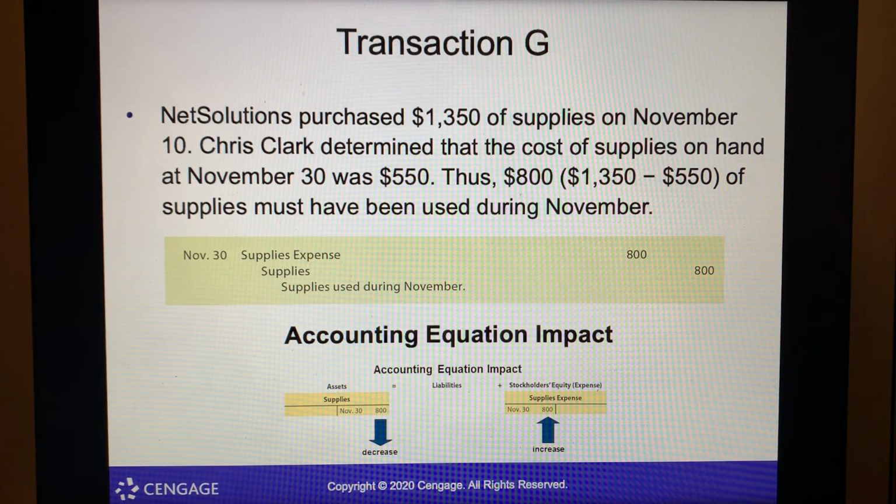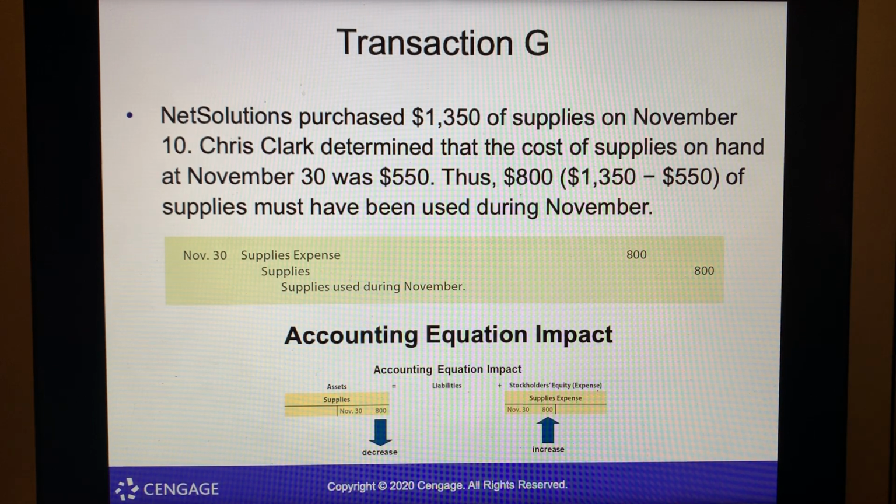Transaction G, we purchased $1,350 of supplies in November, on November 10th. Chris Clark determined that the cost of supplies on hand on November 30th was $550. Thus, $800 of supplies must have been used during November. We did an inventory on our supplies, so $800 was expense. So a debit to supplies expense for $800, and a credit to supplies for $800. The reason it's credited is we're taking $800 out of our supplies T account. So supplies used during November.